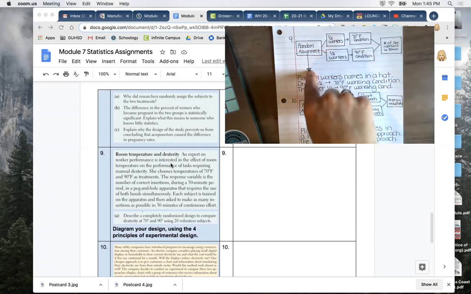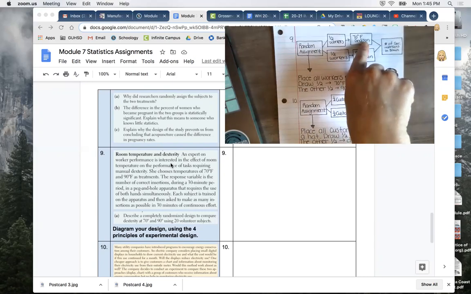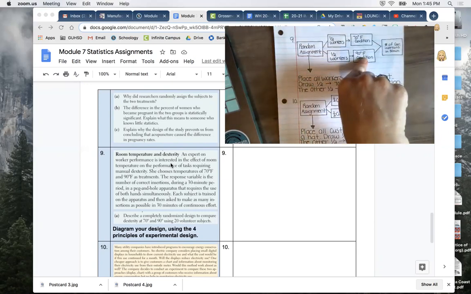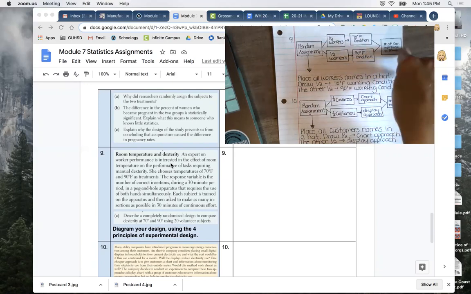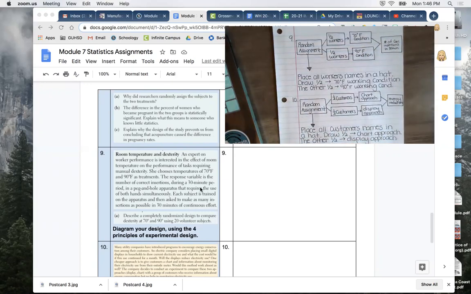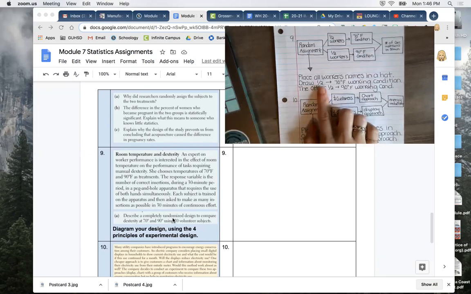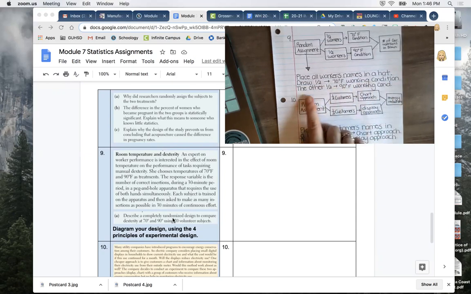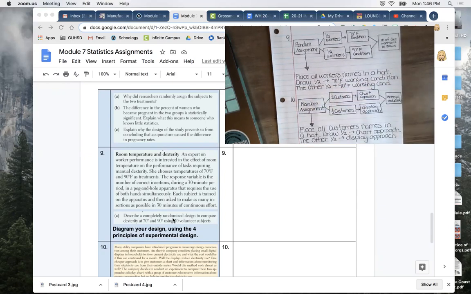I'm going to randomly assign half the workers to a 70-degree Fahrenheit working condition. I'm going to assign half the workers to a 90-degree Fahrenheit condition. And at the end, I am going to compare, and it's very important that you always say what you're going to compare. I'm comparing the number of correct insertions in 30 minutes. It says that very specifically, so look for that. Your compare always has to be within here. The way that I chose to do random assignment is place all workers' names in a hat, draw half in 70, and they get the 70-degree working conditions, and then the other half get the 90-degree working conditions.